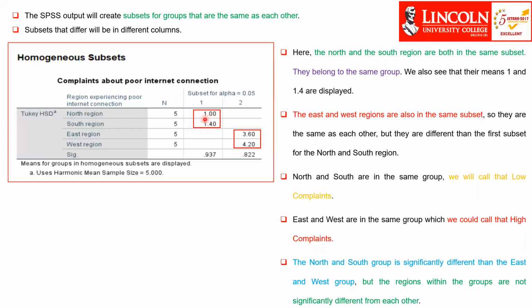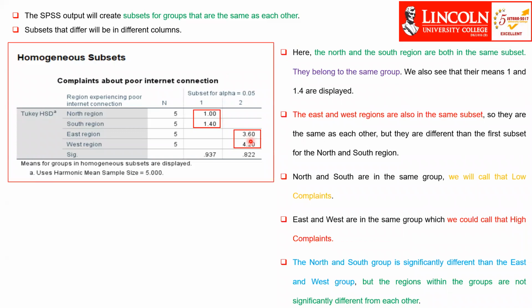We will call that low complaint because if you look at the value here, it is less than the value you have in the east and west subset. East and west are in the same group. We will call that high complaints. So the north and south group is significantly different than the east and west group.